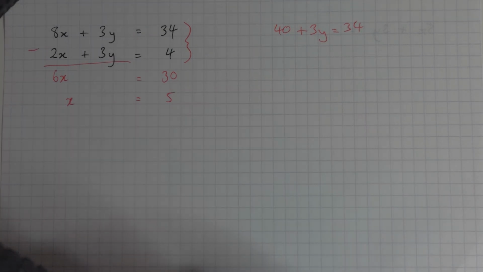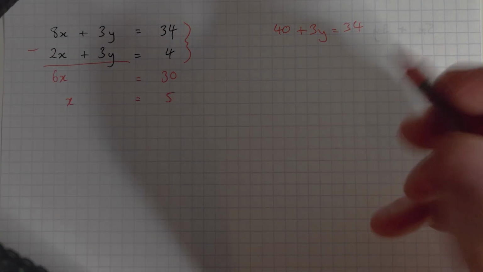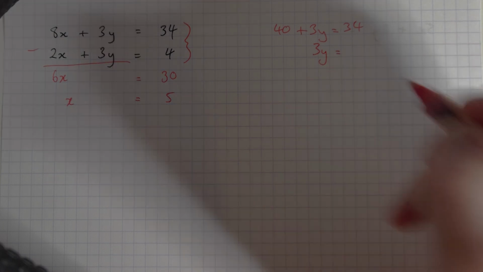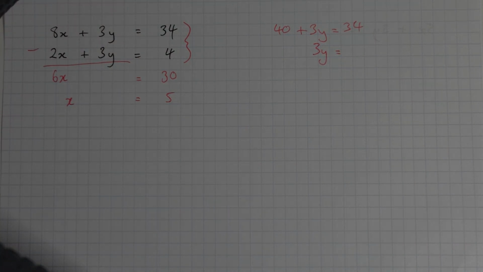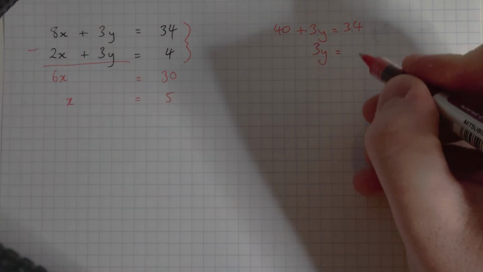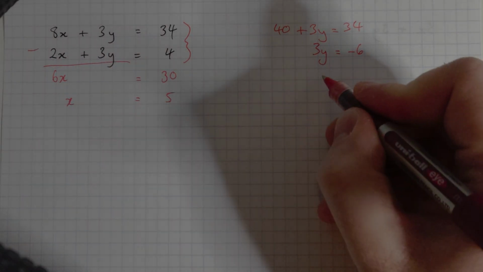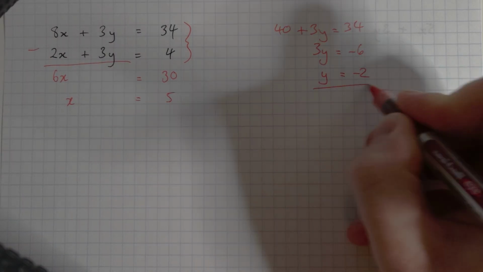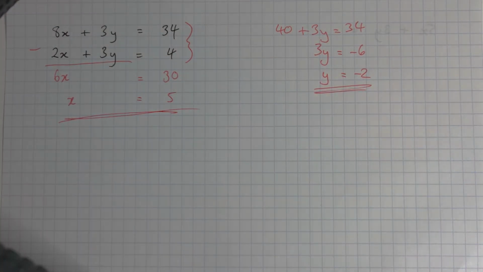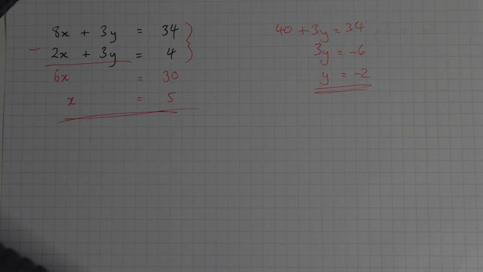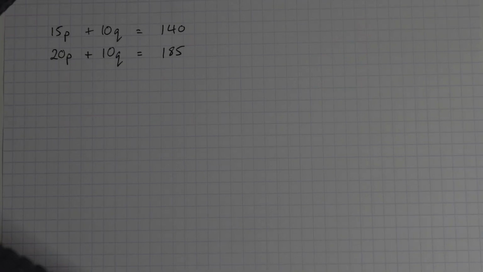Okay, let's subtract 40 from both sides. No bother that this goes negative, that's not a problem. Some of your answers might be negative as well. So 34 take away 40 is minus 6. And now divide both sides by 3, that gives me y equals minus 2. So they are my answers. I have that x is 5 and y equals minus 2, and my method was just subtract.